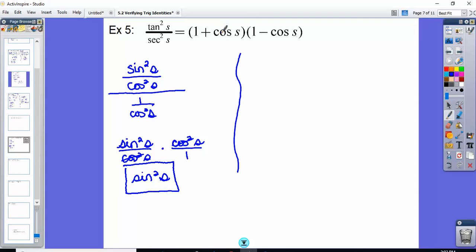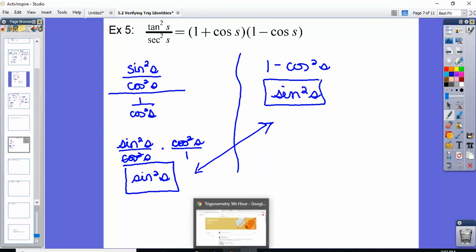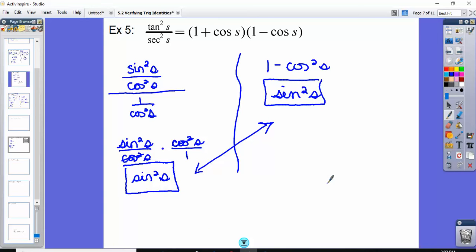So on the left, if we FOILed, we would have 1 minus cosine and plus cosine drop, minus cosine squared, and 1 minus cosine squared is just sine squared. And so my 2 sides match, and I've got it. So first strategy, box in one side and work that. If you get stuck, box in where you're at, go work the other side and see if you can get it to the same point.